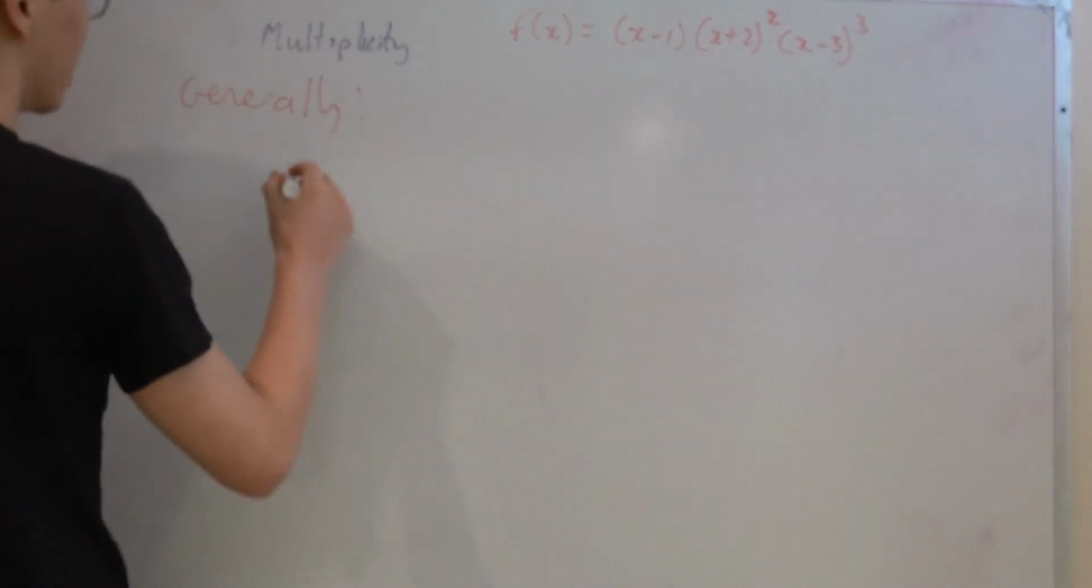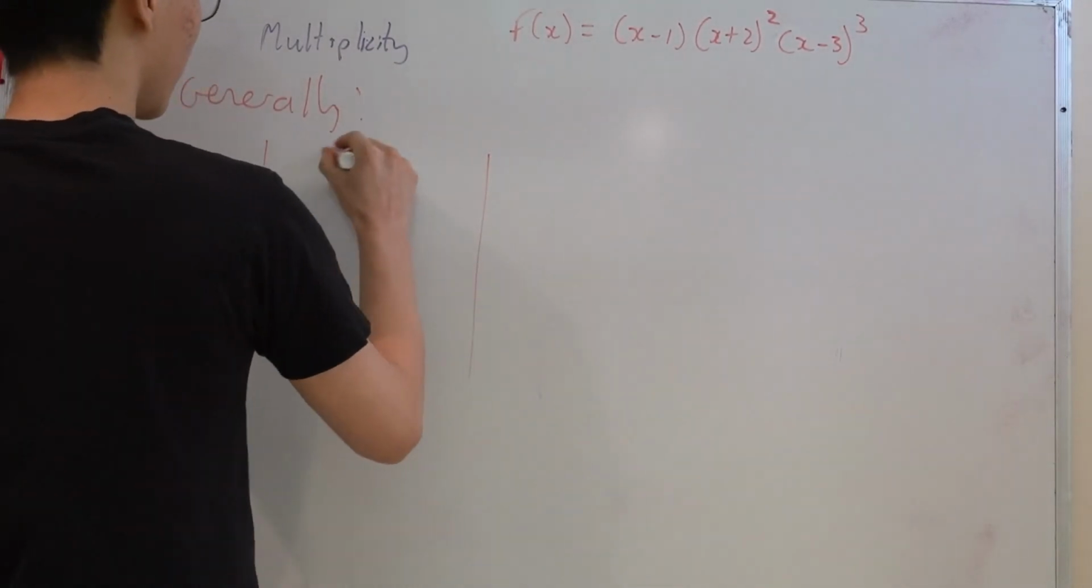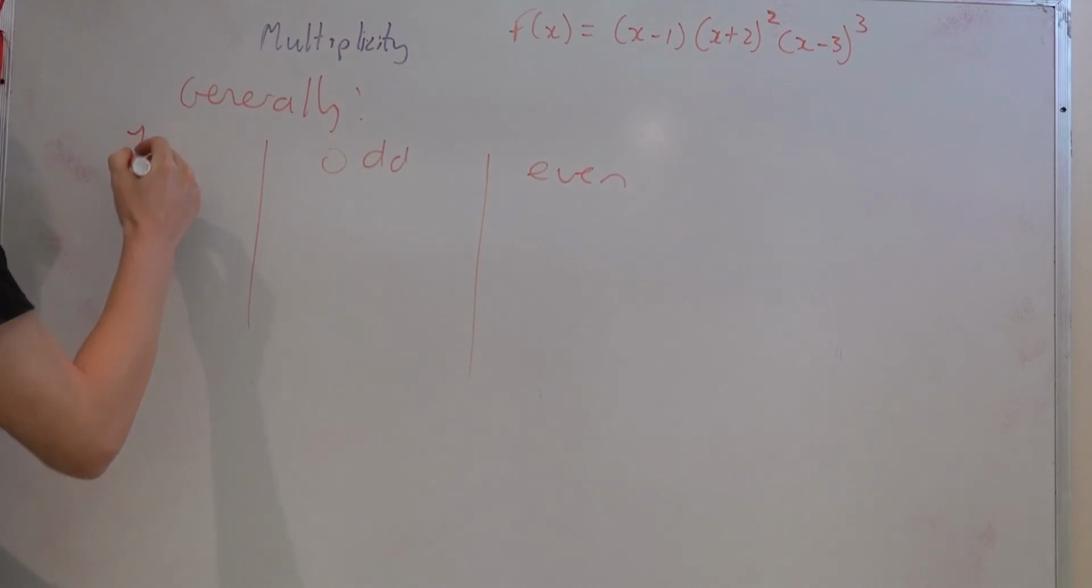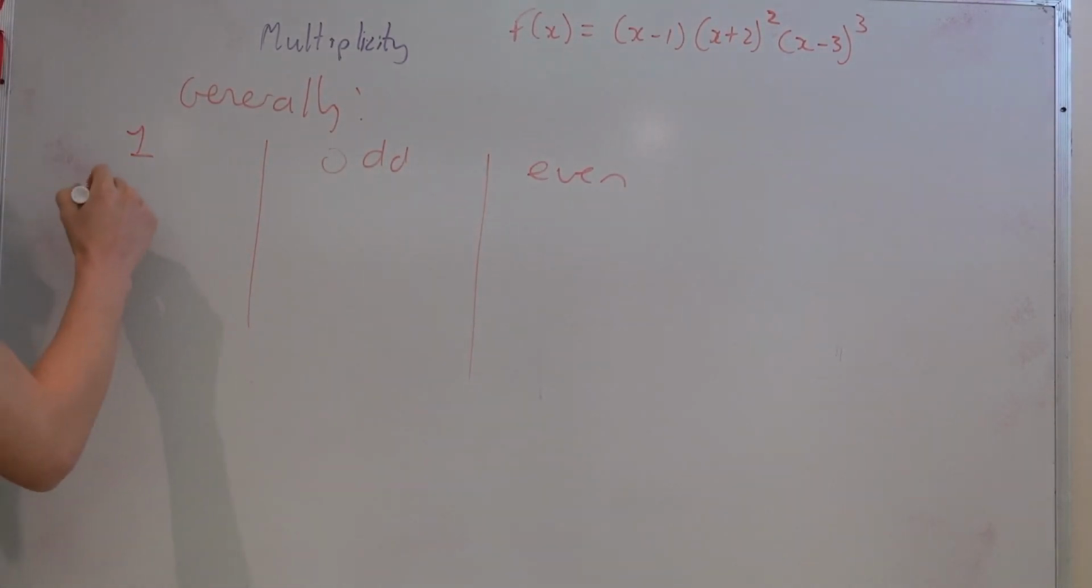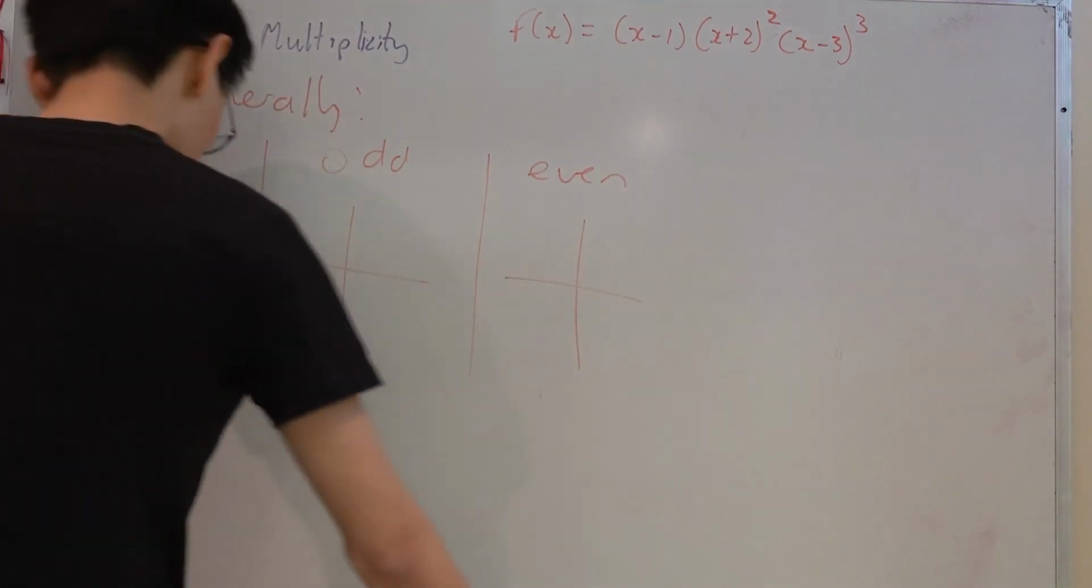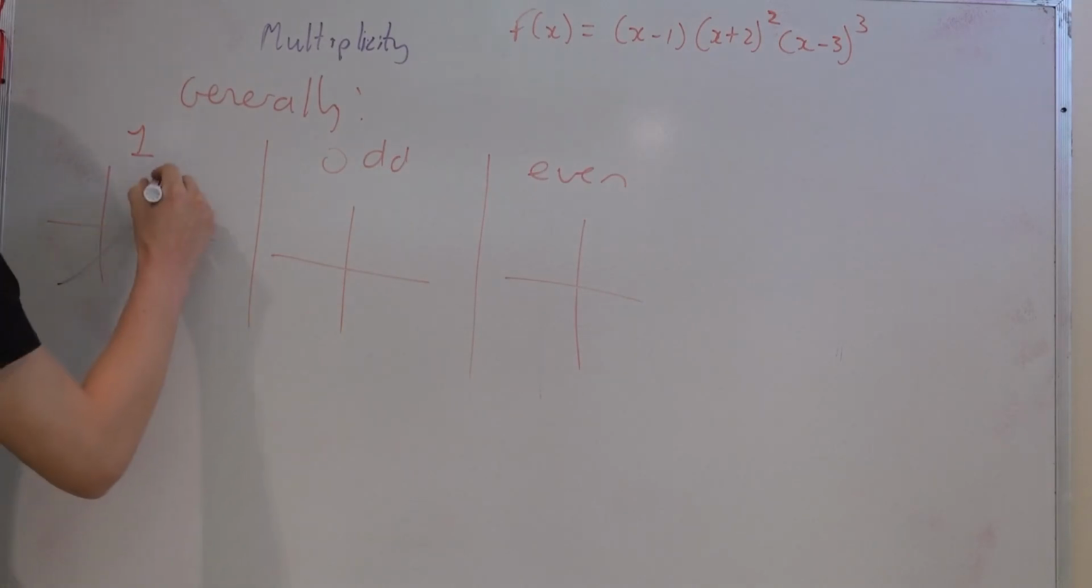There are 3 cases here. As you can guess, one of them is odd, one of them is even, but the other one is just when the multiplicity is equal to 1. So when you have multiplicity equal to 1, you just get a crossing point. Okay? So you'll get a cross.